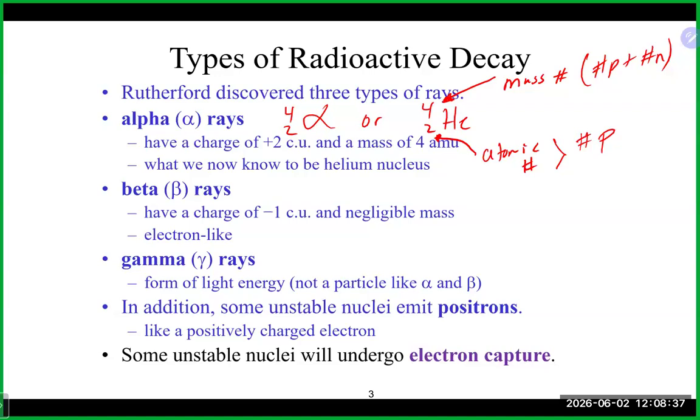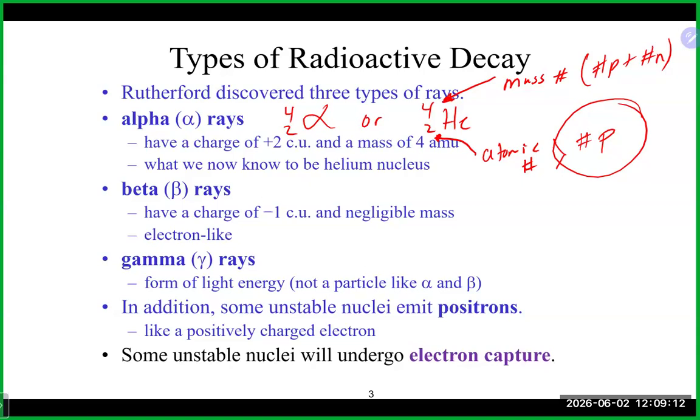Obviously, out of all of our subatomic particles, our protons, electrons, and neutrons, the one that is the most important in terms of what element you're dealing with is the protons. That's because if you look at the periodic table, everybody has a different atomic number, which means everybody has a different number of protons, and the number of protons is what determines what element you are dealing with, which is really important in nuclear chemistry.